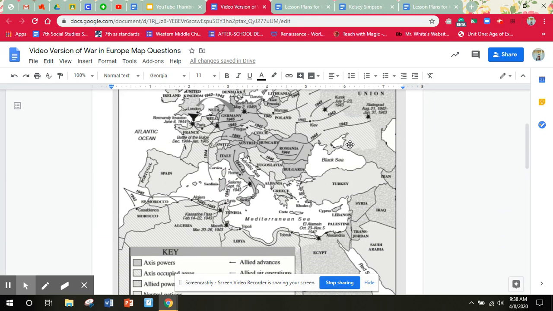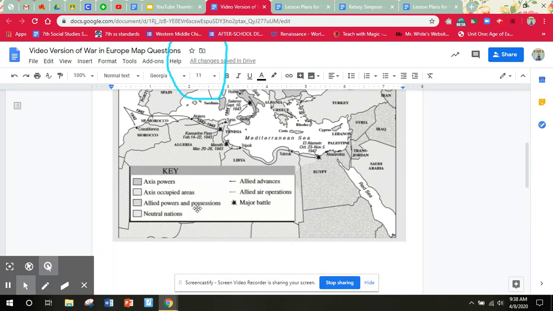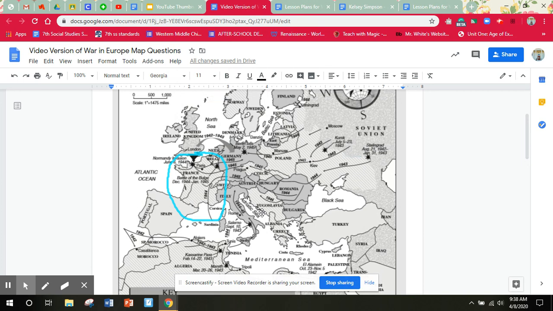So we're going to scroll up to the map here, and we are going to try and locate France. All right, so France is here. I'm going to circle it for you. France is here. All right. And if we look at the key, scroll down a little bit, we notice that the kind of striped look is an Axis occupied area. So France was an Axis powers occupied area.